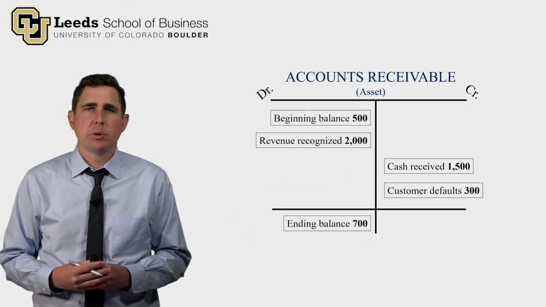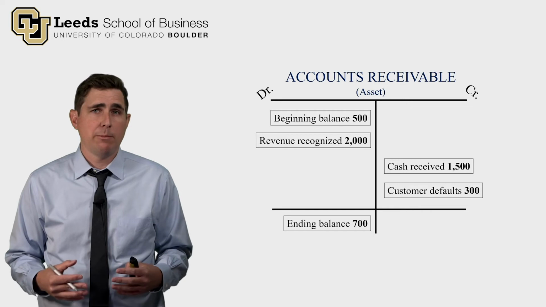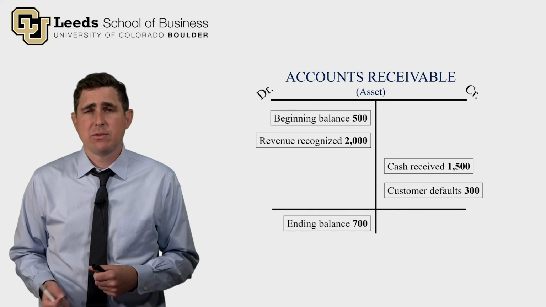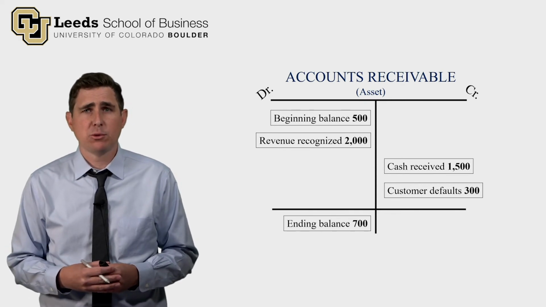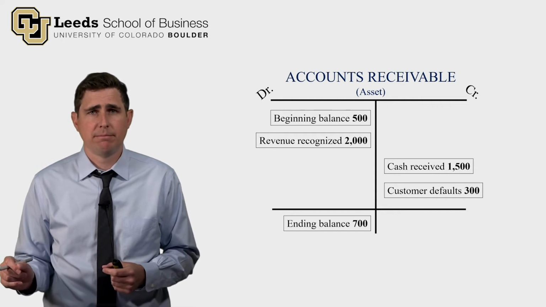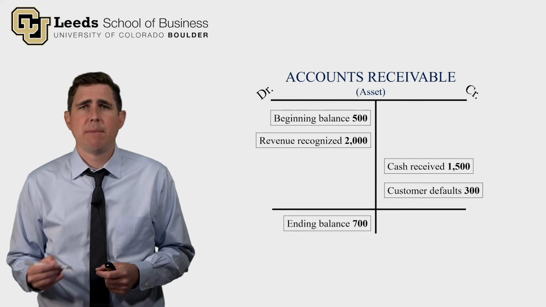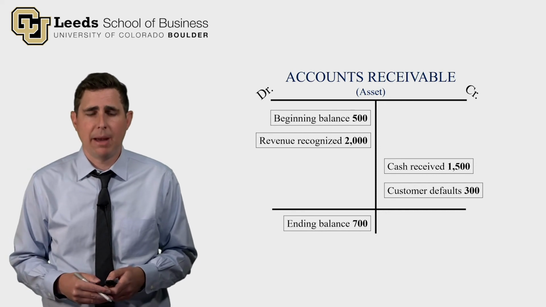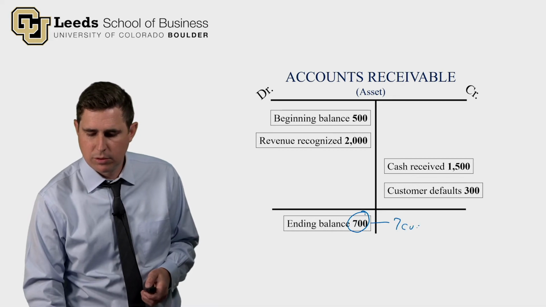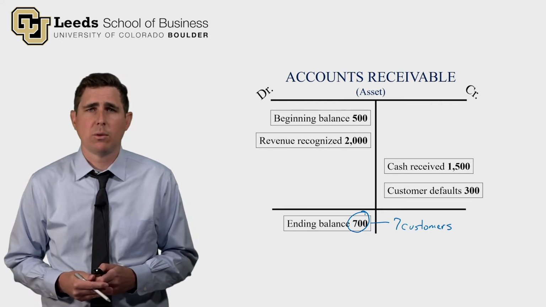So here's the accounts receivable T account for 2020. It had a beginning balance of $500. We sold 20 more pairs of shoes, so that's $2,000 more that we're owed. 15 customers paid us, so the accounts receivable balance went down by $1,500. Then we wrote off 3 customer accounts for a total of $300. So $500 plus $2,000 minus $1,500 minus 300 equals a $700 ending balance. That $700 represents 7 customers who still owe us money at the end of 2020.